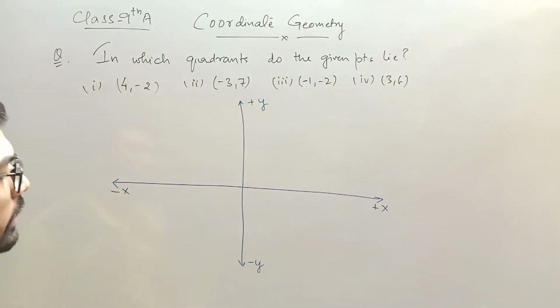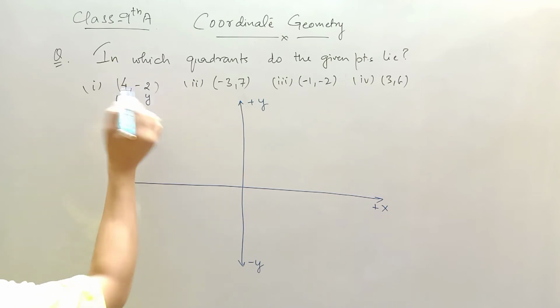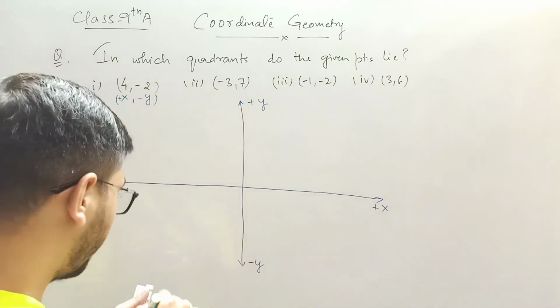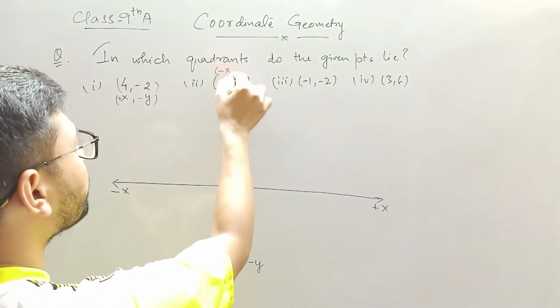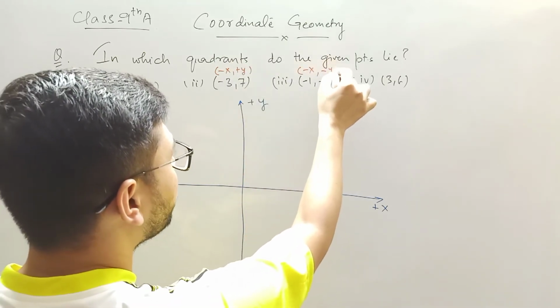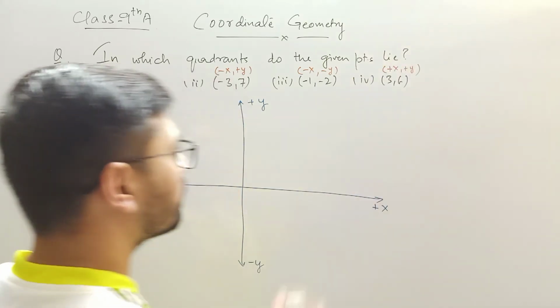The first point is (4, -2). So this is x, this is y, right? Or I can write this is positive x, negative y. Or I can write this is negative x, positive y. This is negative x, negative y. Or I can write positive x, positive y.